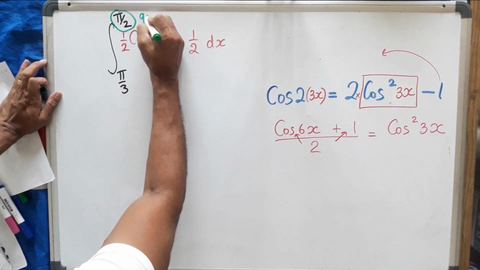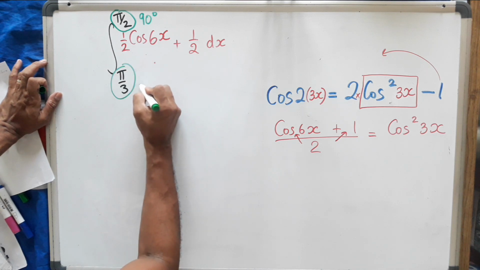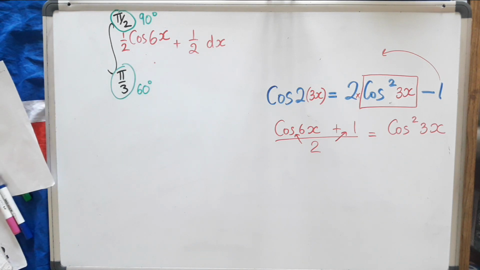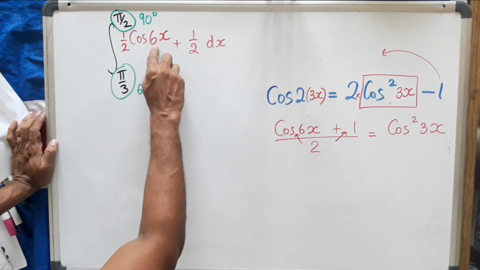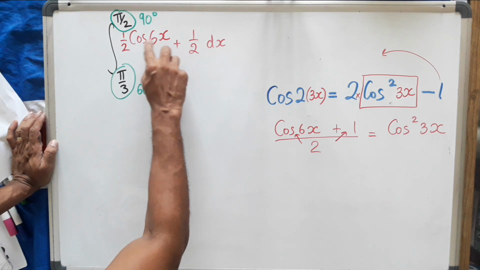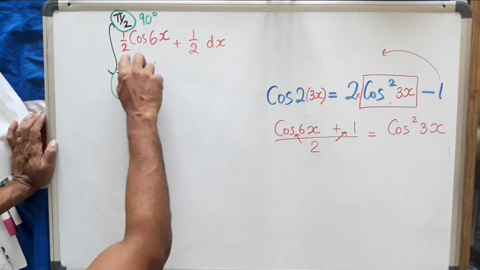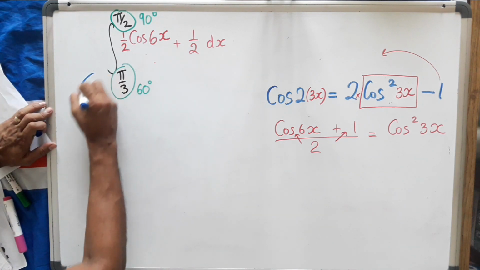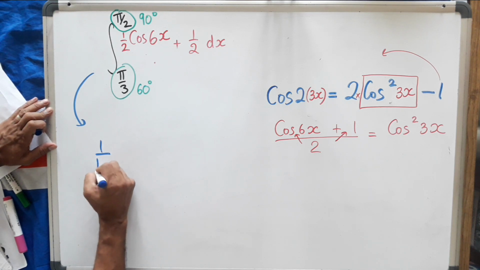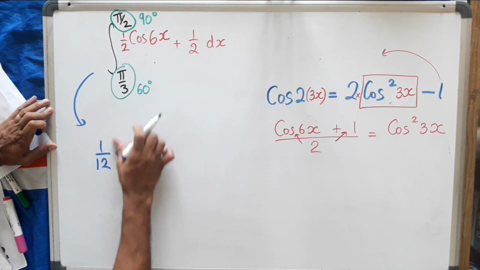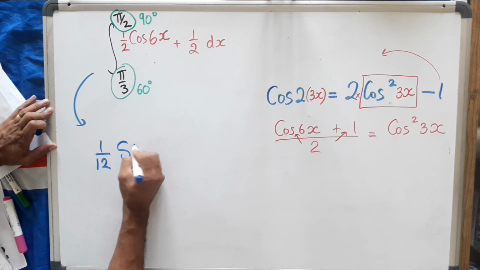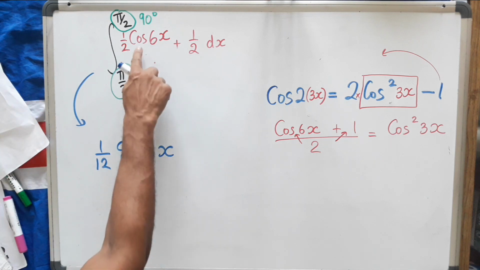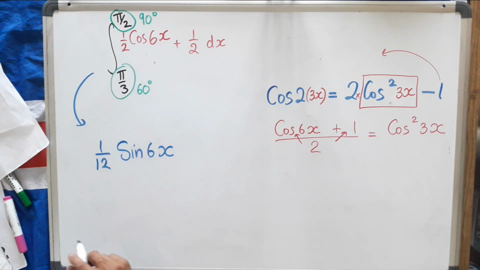Pi on 2 is the same thing as 90. Pi on 3 is the same thing as 60. All right, so let's integrate now. When you integrate cosine, you get positive sine, right? And the number touching the x will also go underneath, and the 1, but it has a 2 weighted. So 2 by 6 will be 12. So when we integrate this, we will get 1 on 12 sine 6x positive, because when you integrate cosine, you get positive sine.